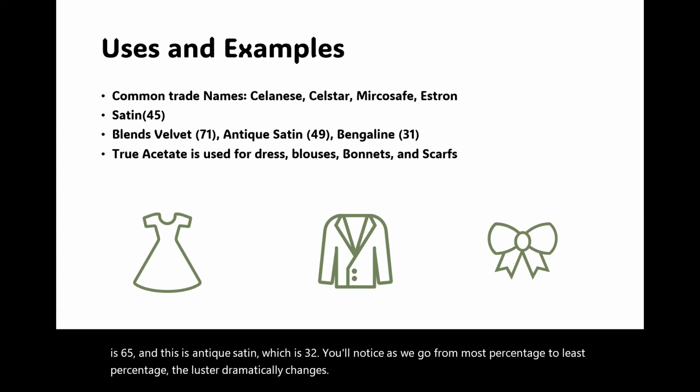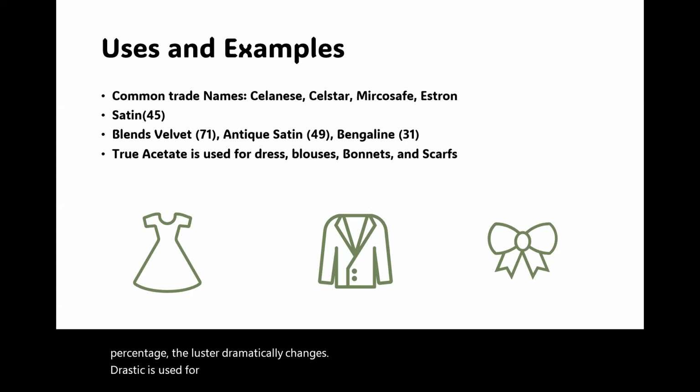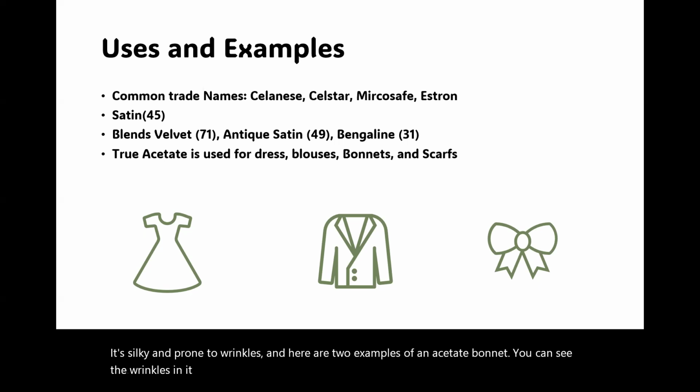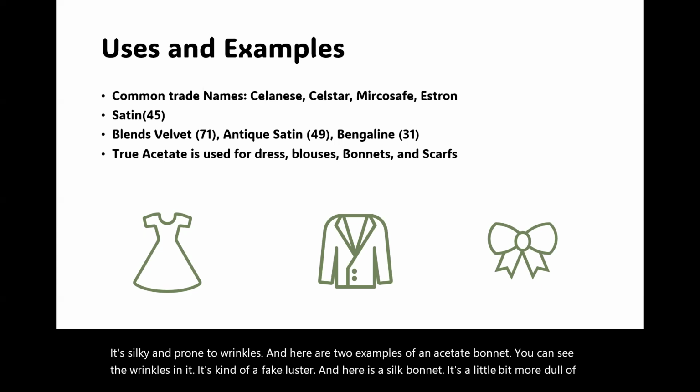True acetate is used for dresses, blouses, and bonnets and scarves. Here is an example of an acetate scarf. It's silky and prone to wrinkles. And here are two examples of an acetate bonnet. You can see the wrinkles in it. It's kind of a fake luster, and here is a silk bonnet. It's a little bit more dull of a luster, and there's no wrinkles.